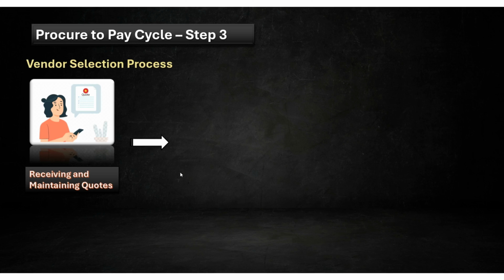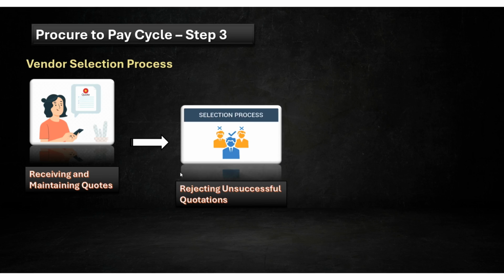After comparing the quotes, we will select the supplier that offers the best terms. But what about the suppliers we did not choose? We need to make sure their quotations do not get processed by mistake. So what we will do is mark those quotes as rejected in SAP.